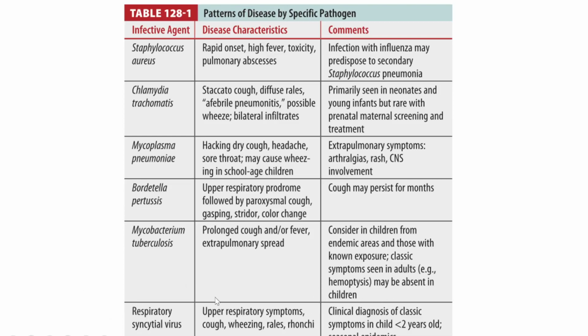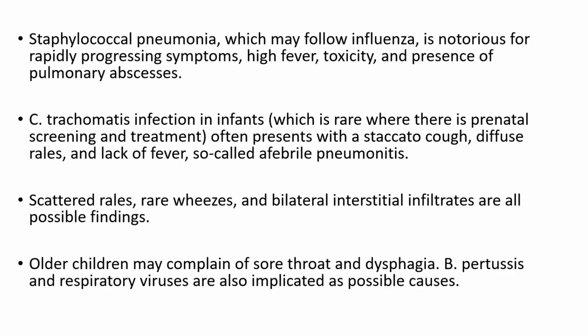In the case of respiratory syncytial virus, the upper respiratory symptoms will be predominant, and sometimes you can see cough, wheezing, rales, and rhonchi. Clinical diagnosis is made by the classic symptoms in children less than 2 years old, and seasonal epidemics can be seen. Staph pneumonia, which may follow influenza, is notorious for rapidly progressing symptoms, high fever, toxicity, and presence of pulmonary abscess.